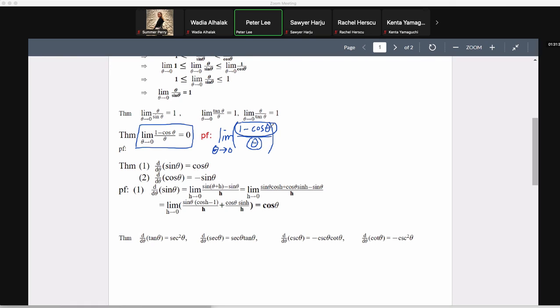So when you substitute theta equals 0, what do you get? You get cosine 0 here. What is cosine 0? 1. 1 minus 1 is 0. So we get 0 over 0. So this limit is once again 0 over 0.